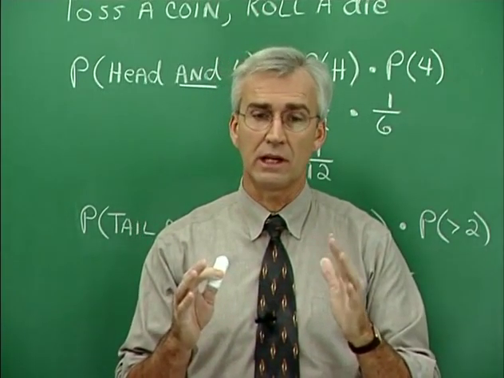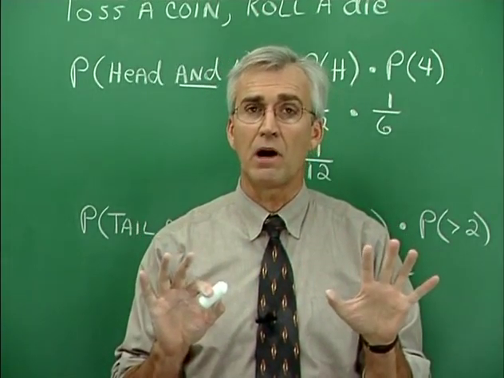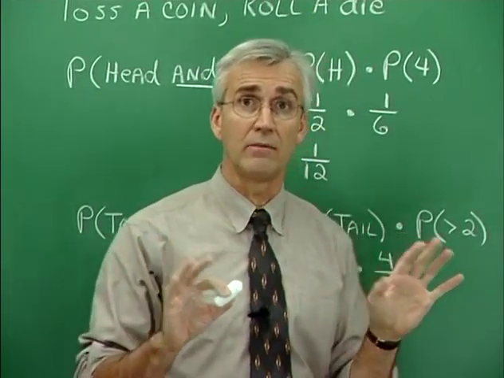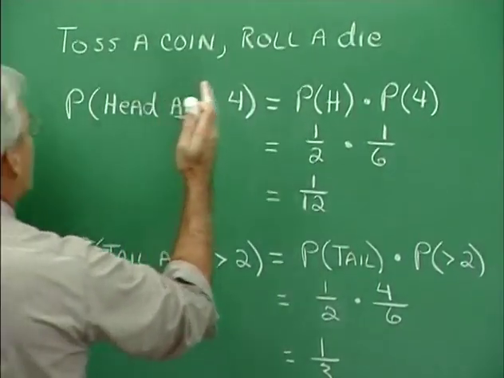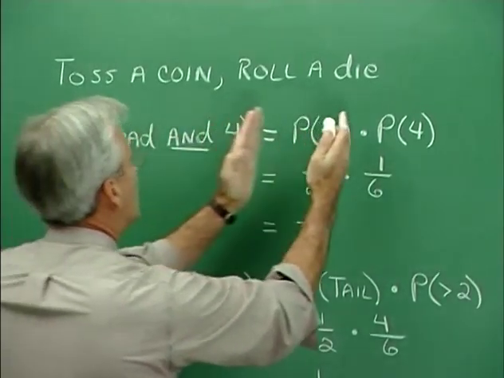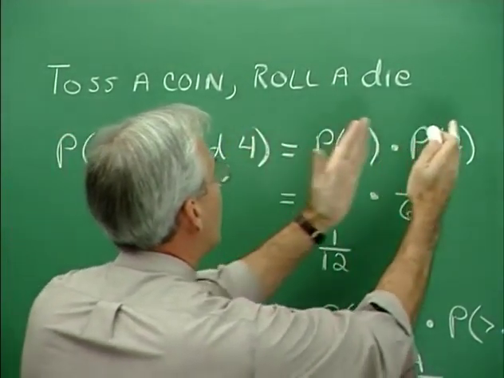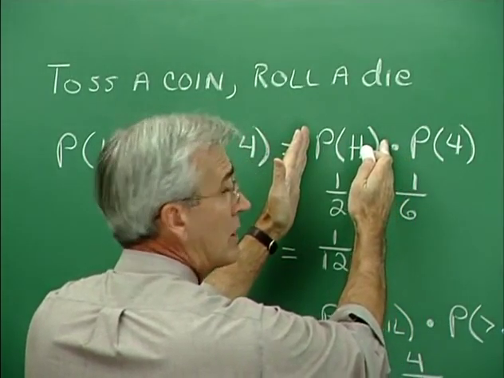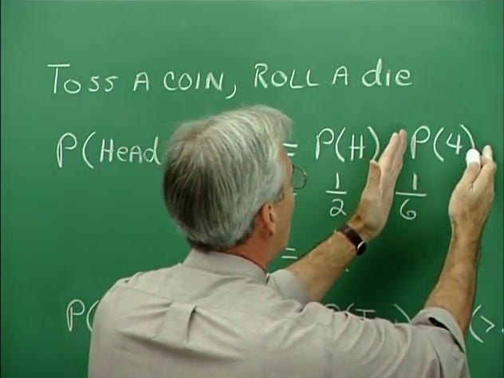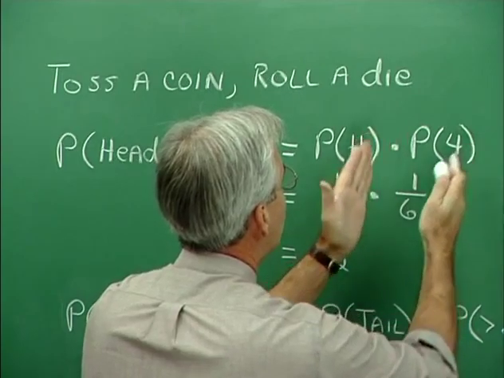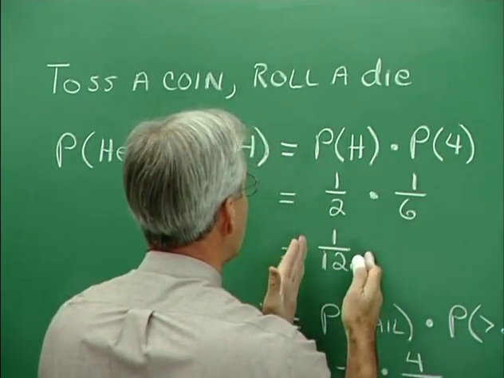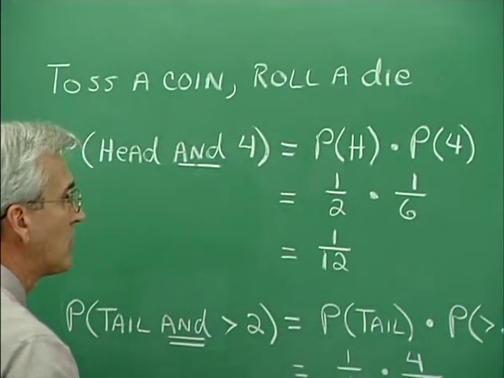And the separation is to figure the separate probabilities and just multiply them. Here's what I'm talking about. Here we calculate the probability of heads, and then we multiply times, because of "and," the probability of a 4. The probability of a head in tossing a coin is 1 in 2. The probability of rolling a 4 on a 6-sided die is 1 in 6. Multiplying those two, we get 1 in 12, as we might expect.